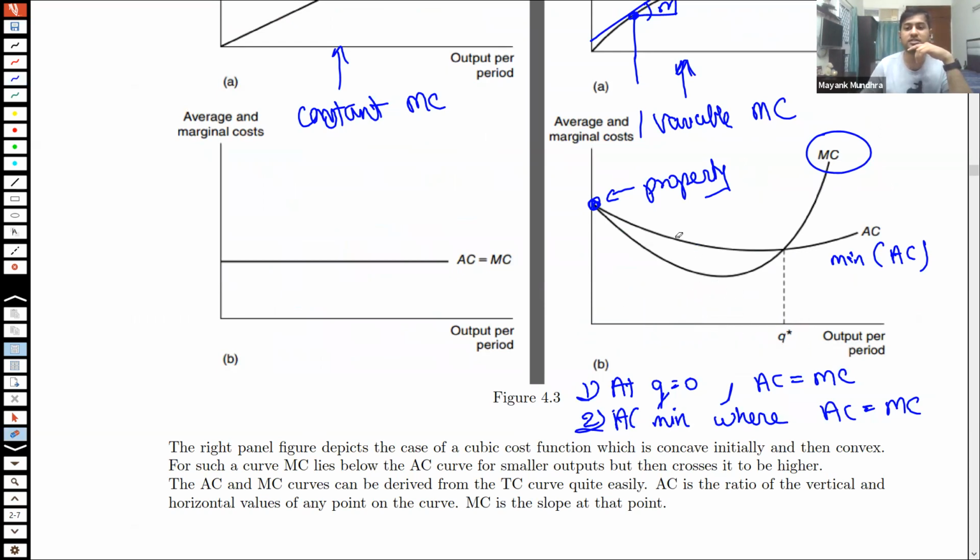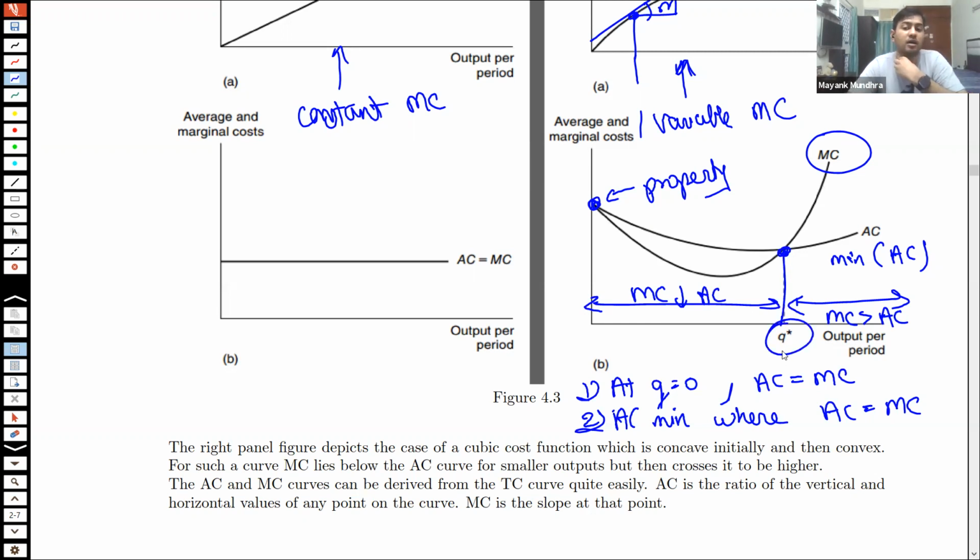So as you can see in this graph, in this zone, marginal cost is below average cost. So average keeps on falling. Whereas in this zone, marginal cost is above average cost. So the average cost starts increasing. So this indeed is the point of minima, the minimum point for average cost. So if the aim of the firm is to minimize the average cost of production, it's going to pick the point where AC becomes equal to MC.